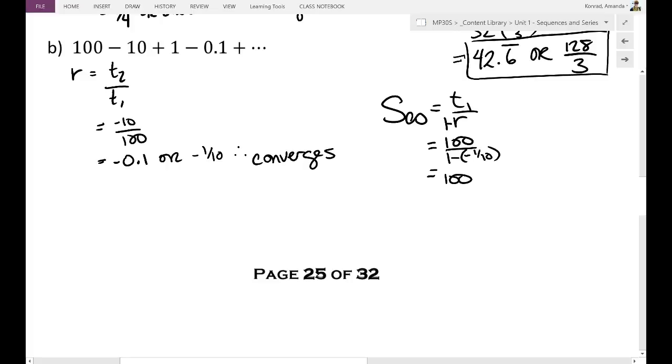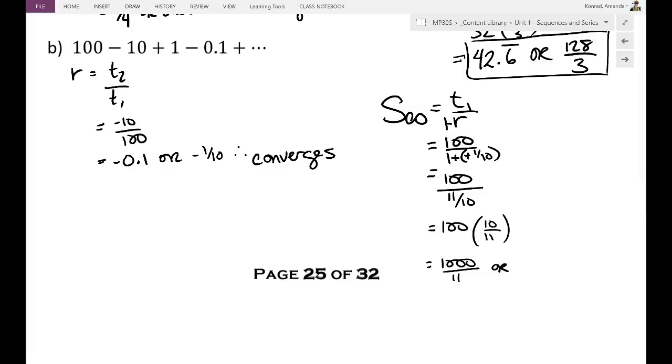Got 100 divided by 11/10. Multiply by the reciprocal. And we have 1,000 over 11, or if you really don't like the way that looks, because it's a little bit monstrous, you divide 1,000 by 11, and you get 90.9.